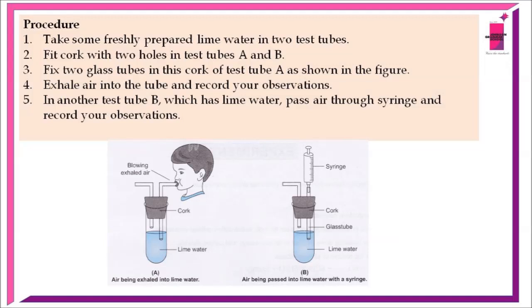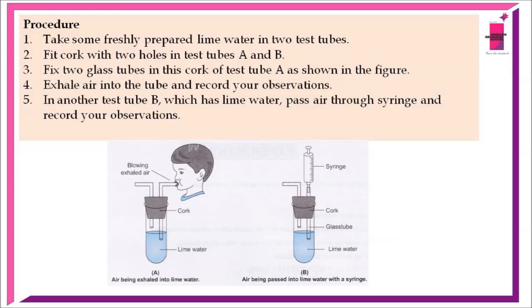Procedure. Take some freshly prepared lime water in 2 test tubes. Fit cork with 2 holes in test tube A and B. Fix 2 glass tubes in this cork of test tube A as shown in the figure. Exhale air into the tube and record your observation.